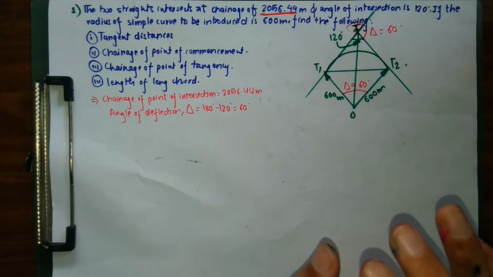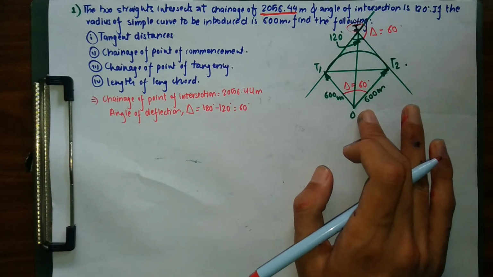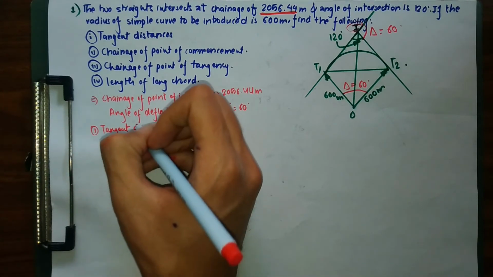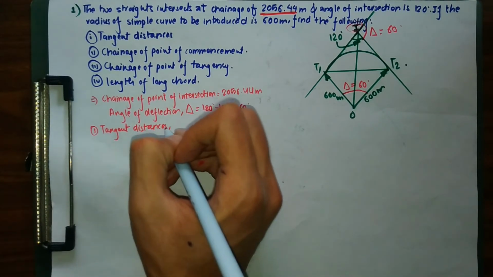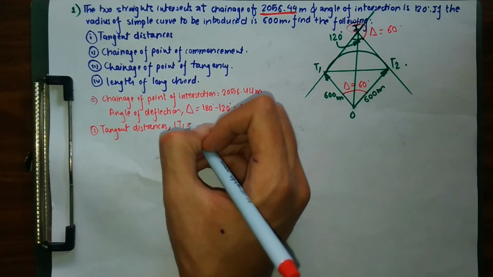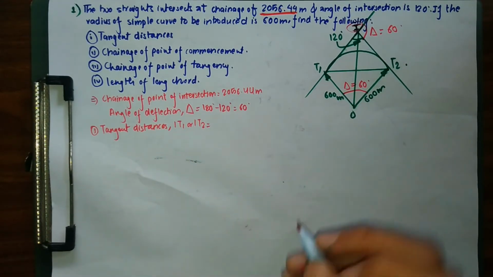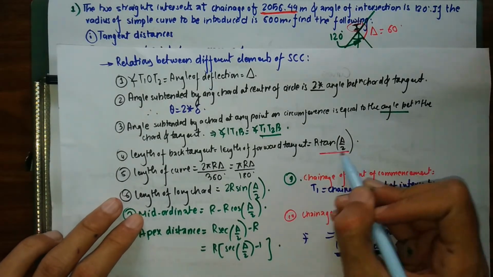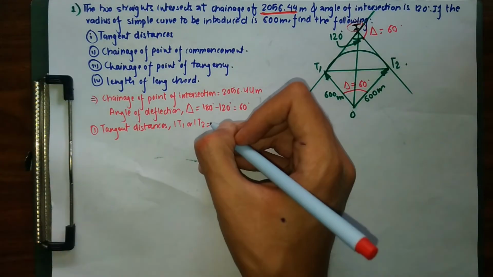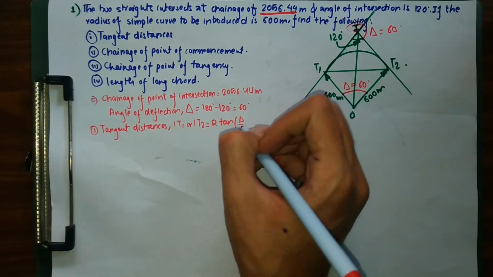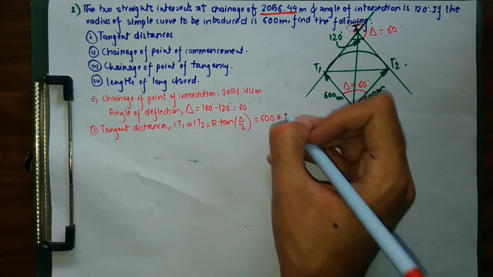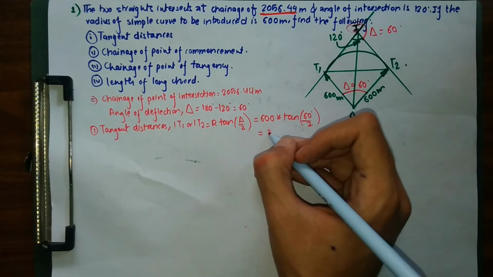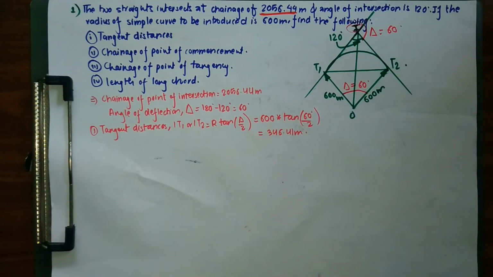Now we have our radius as well. We have been given our radius, 600 meters. So firstly we need to find out the tangent distance. Our tangent distances, IT1 or IT2, whatever you say, both are equal. As I already derived my formula before, the length of the forward and backward tangent is equal to R tan delta by 2. Using that, I have my R of 600 into tan of 60 degrees divided by 2. This will give me a result of 346.41 meters. So my first question is done.